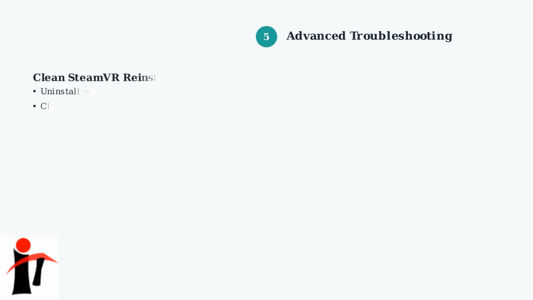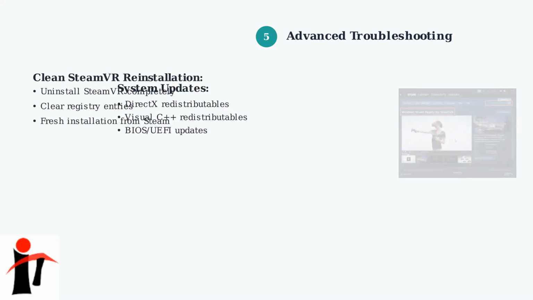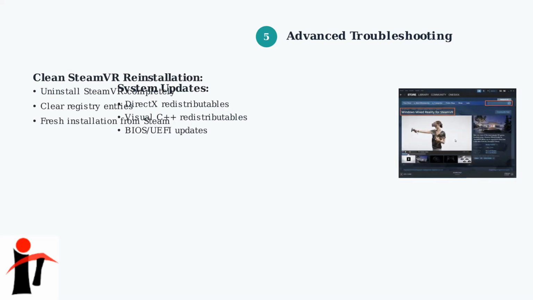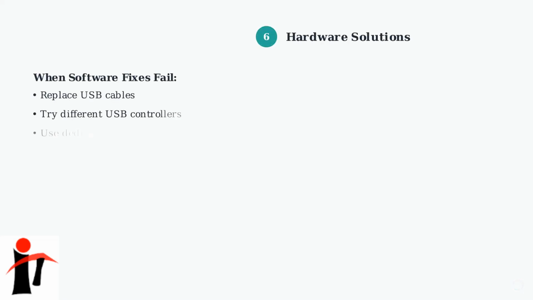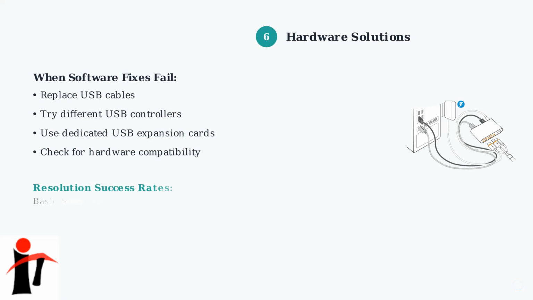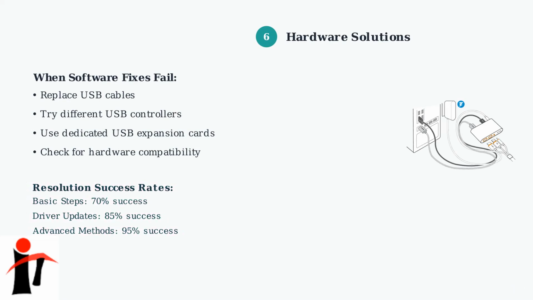If basic steps haven't resolved Error 301, these advanced solutions target deeper system issues. These methods have a 95% success rate for persistent cases. If all software solutions fail, the issue may be hardware-related. This is rare, but can occur with faulty USB controllers, damaged cables, or incompatible hardware configurations.